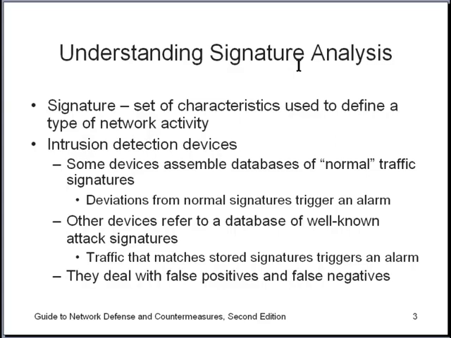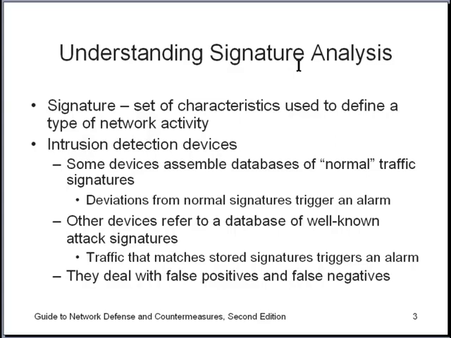Intrusion detection devices. When we say an intrusion, what are we talking about? Typically, we're talking about an outsider trying to break into a computer, and that can be somebody who's outside the network, but can also be an insider that's trying to make an intrusion into a computer that's on the network. So some devices, the network intrusion devices, assemble databases of normal traffic signatures. And then what the intrusion detection device does is it parses this traffic and compares it to the normal signatures, and if there's anything that looks different, then it signals an alarm. These are called anomaly detectors.